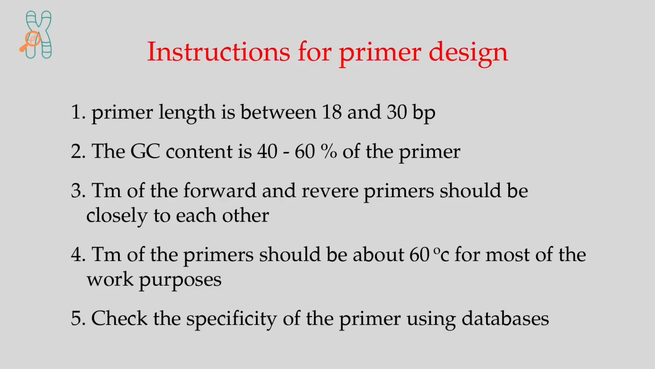To design a primer, you need to follow some guidelines to have a successful primer design. Number one, your primer length should be between 18 and 30 base pairs. With smaller primers, you will lose specificity. With larger primers, you will get a very high melting temperature for the primer. Number two, the GC content should be from 40 to 60% of the primer. Three, the TM of the forward and reverse primers should be close to each other. Number four, the TM of the primers should be about 60 degrees for most purposes.